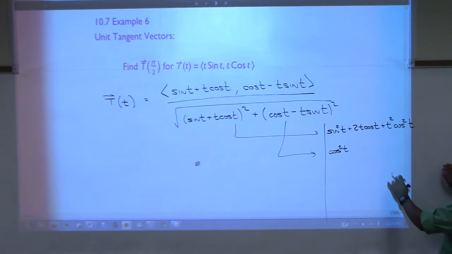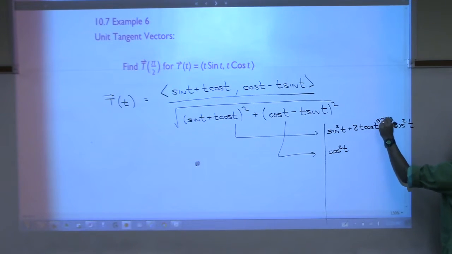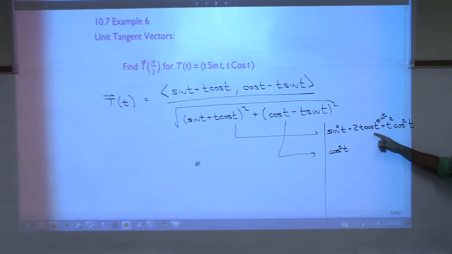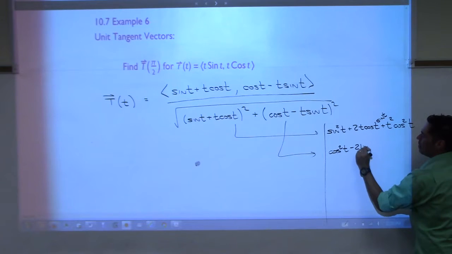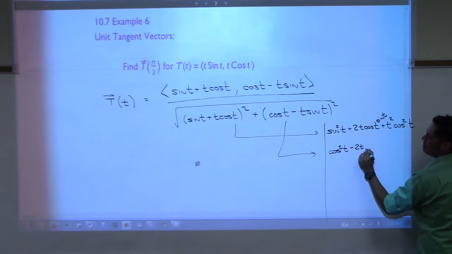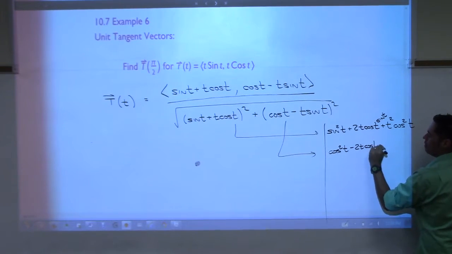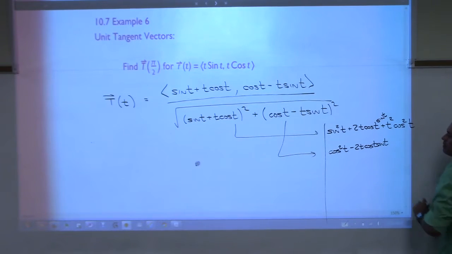Am I missing a t? Oh, I'm missing a sine t. Yes, sine t. Thank you. Paying attention. Good job. 2t cosine t sine t. I got the 2. I forgot the sine for some reason. And then now this one is 2t, same thing, right? Cosine t sine t. And then what would that last term be? Plus t squared sine squared t.